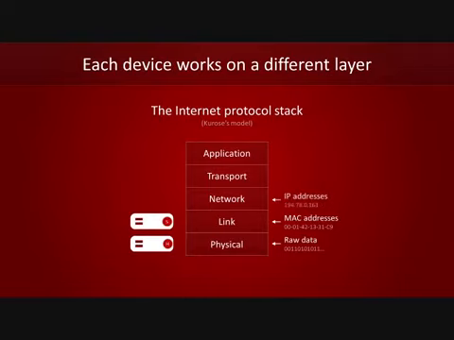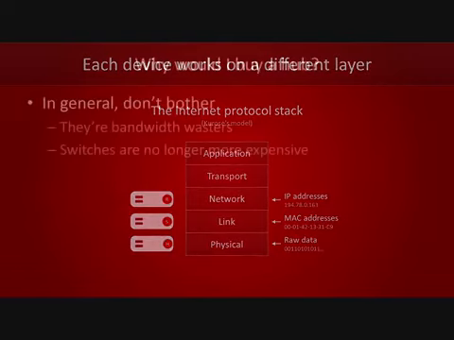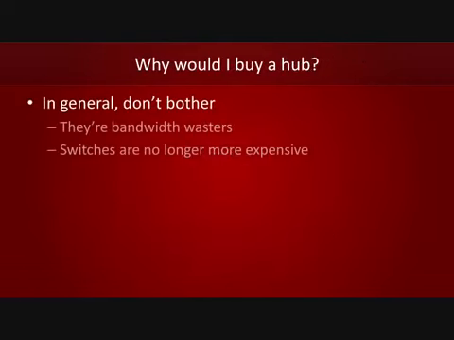The network layer is where the IP protocol does its job. A packet's source and destination IP addresses are stored here, among other things. Since routers work with IP addresses, they operate on the network layer. Right, so when should you buy a hub? Generally speaking, don't waste your money on them. As we've discussed, they're huge bandwidth wasters, and although it used to be that switches were a little more expensive than hubs, that's no longer the case. So if you're gonna buy a hub, just buy a switch.